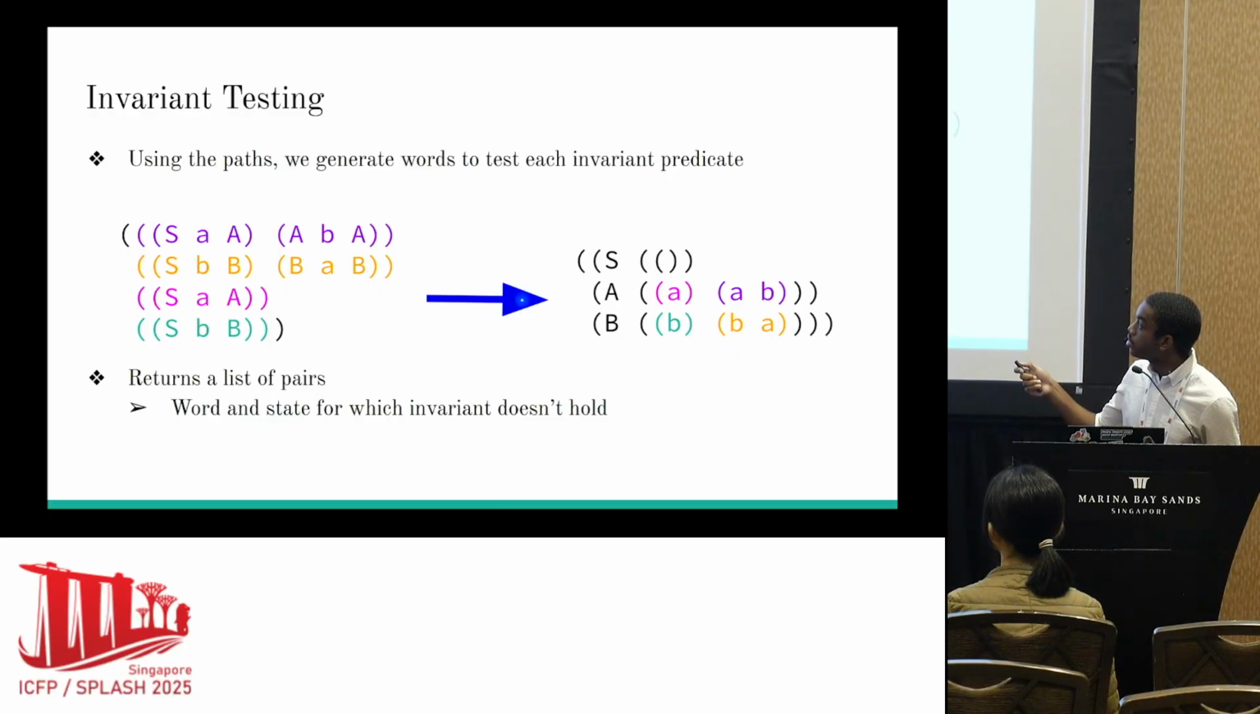So we take all of these paths and then associate them with their correlated state, and then we test each invariant predicate using the rules that we have here. Now this tool should return a list, and this is a list of pairs. If the invariant holds, then this will return an empty list, and if any of the invariants fail, it will return a pair where it'll have the state and the corresponding word that the invariant does not hold for.